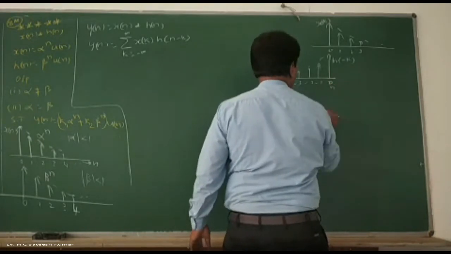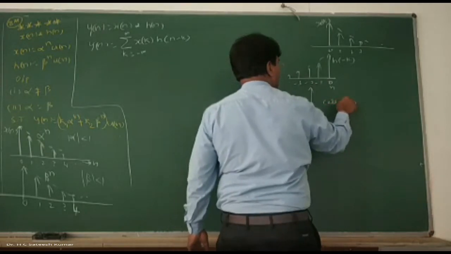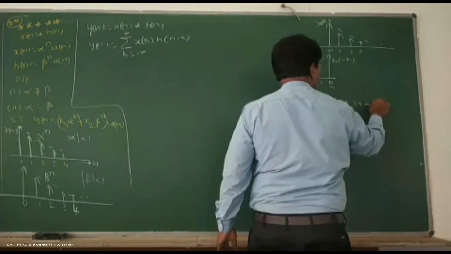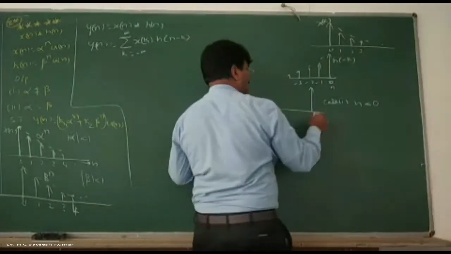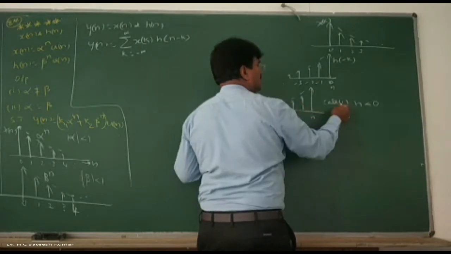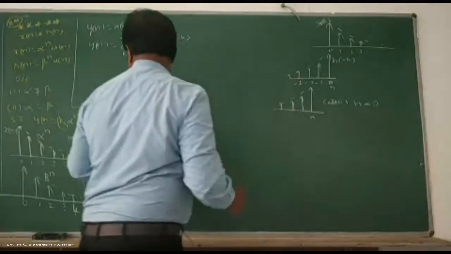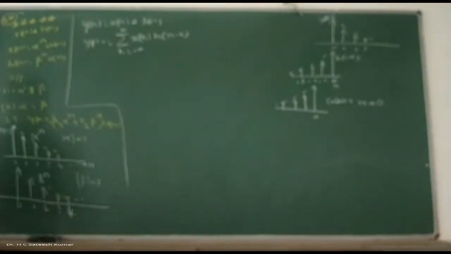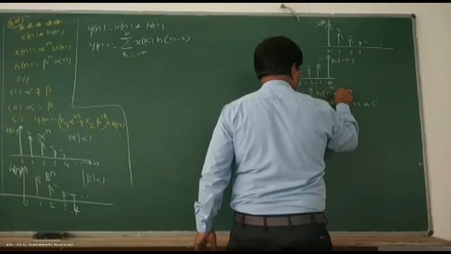Now case number 1. Case 1: n less than 0. Don't write equal to, because at the 0th element also it will take a value; its value is 0. So what is it that we have? It is shifted, which means h of n is replaced by h of n minus k. This is your h of n minus k. Don't write it here, it will get confused. So directly write h of n minus k.